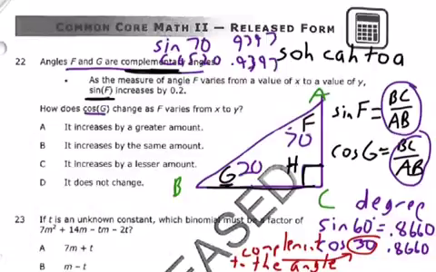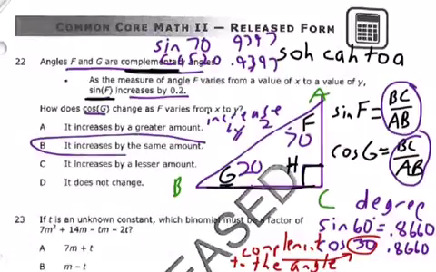So what we just found out is the sine of F and the cosine of G are the exact same value. So if the sine of F increases by 0.2, then we know that the cosine of G is going to increase by 0.2 because they are the same exact value. So they're going to operate the exact same way. So it increases by the same amount.